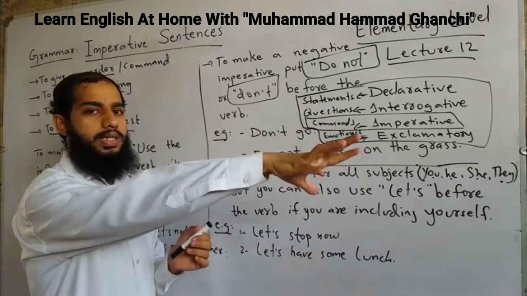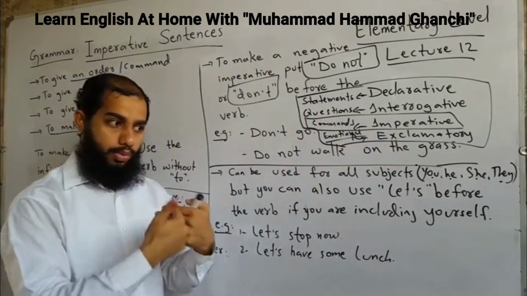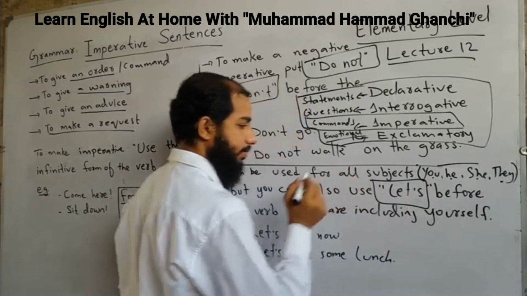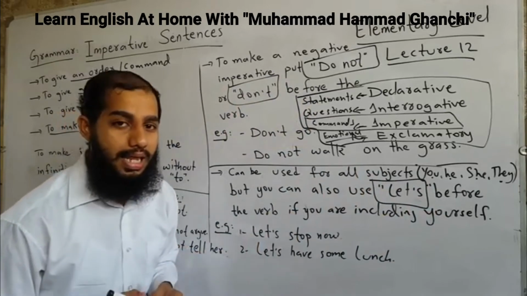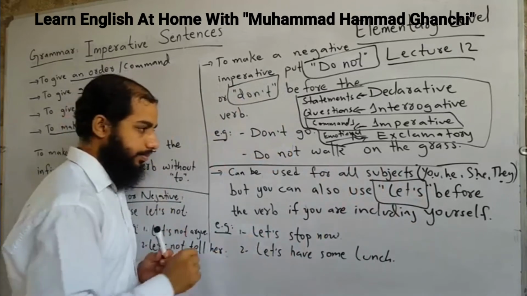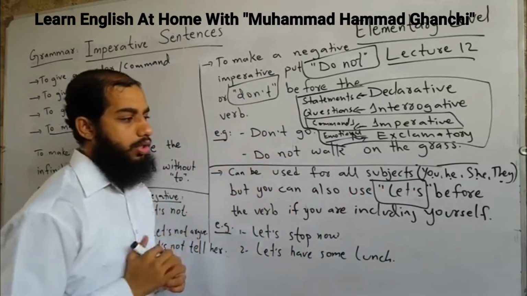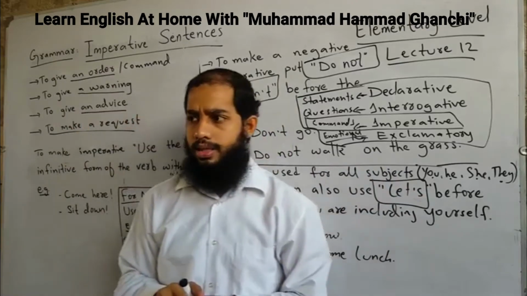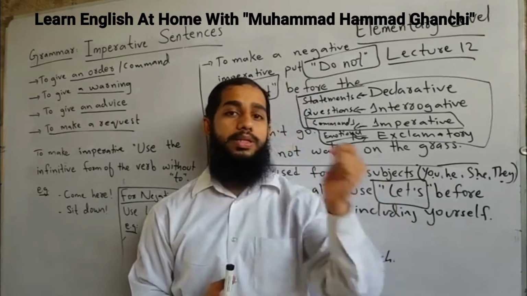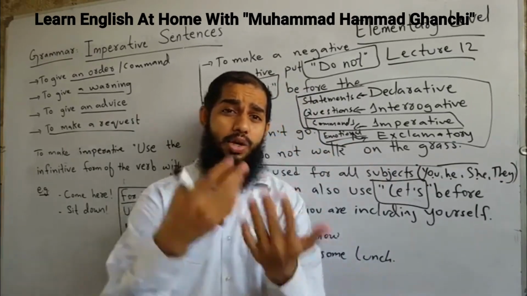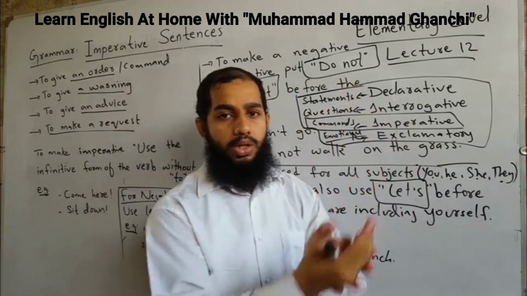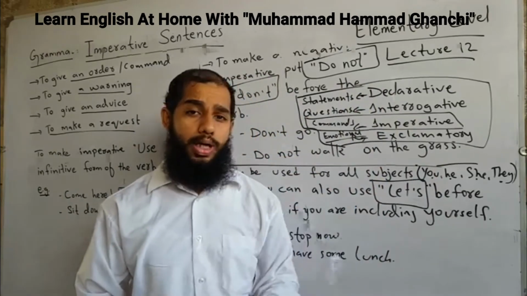But आप जब अपने आप को include करते हैं, आप खुद भी उसमें included हैं, तो आप क्या use करते हैं? Let's. याद रखिएगा let's और s के दरमियान क्या है? Apostrophe. Before the verb, if you are including yourself. For example, if I say go out, so I'm just ordering go out. And if I say let's go out, it means that चलो साथ मिलकर चलते हैं. Let's go out. तो ये कमांड भी है, लेकिन मैं अपने आप को भी इसमें include कर रहा हूँ.